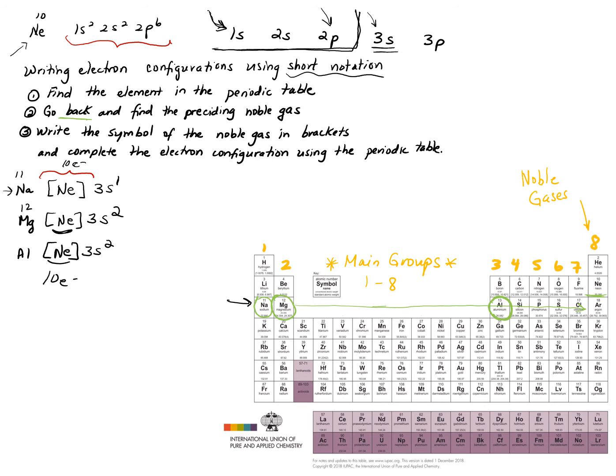But for aluminum we need 13 electrons. In the s orbital we can put up to 2 electrons, so that's full already. So we have to move now to the 3p. Since it's 13 electrons and I already have right here 12 electrons, that's 10 plus those 2 electrons, a total of 12. We're missing just one to get to 13, and that will be 3p1.